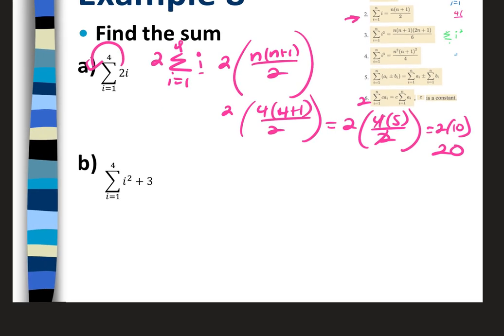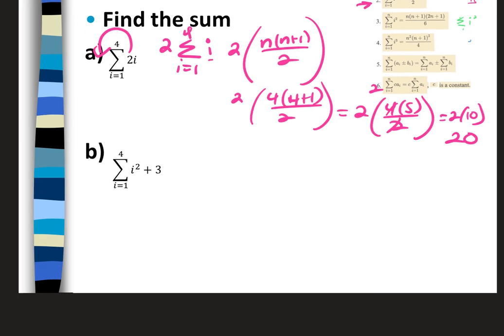What's another way to do it if you don't know your summation rules? Plug in 1, plug in 2, plug in 3, plug in 4, and add them together. Yes? That one's not as bad. I feel like this is not that big of a deal to use a shortcut on. Okay, now go to B.